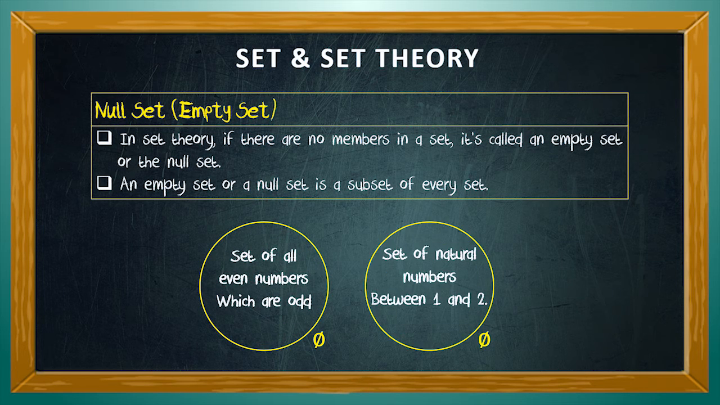For example, the first set mentioned on the board contains all the even numbers which are odd. Since no such number exists, it's an empty or a null set. Similarly, there are no natural numbers between 1 and 2, therefore the second set is also a null set.